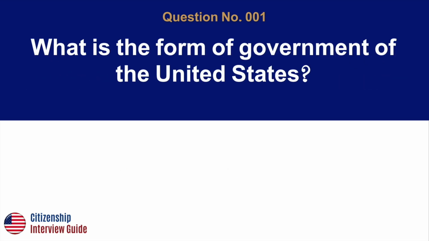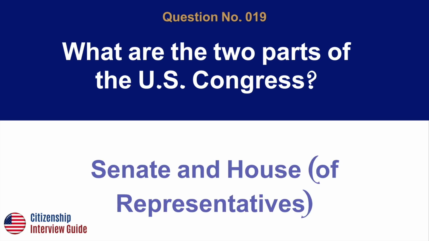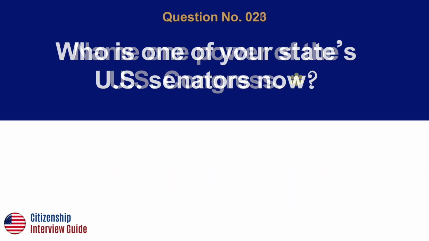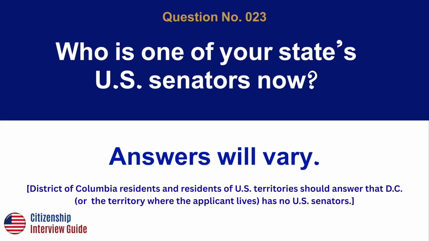What is the form of government of the United States? Republic. What are the two parts of the U.S. Congress? Senate and House of Representatives. Who is one of your state's U.S. senators now? This answer will vary.